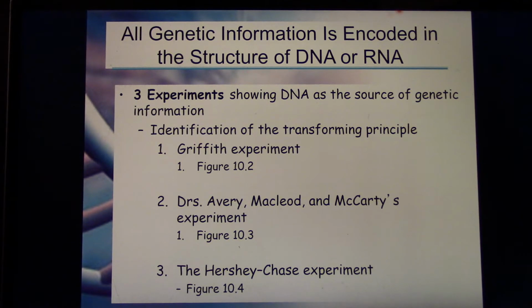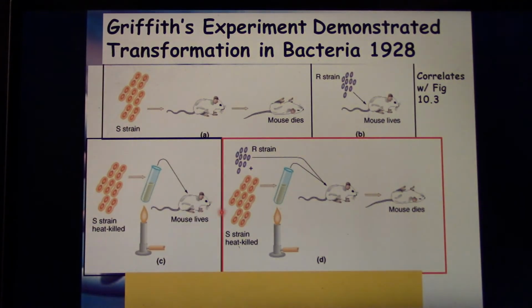All genetic information is encoded in the structure of DNA or RNA. So we're going to look at Griffith, Avery, McLeod, and McCarty, and Hershey and Chase experiments here. So Griffith, back in the 1920s, specifically 1928, demonstrated transformation in bacteria.